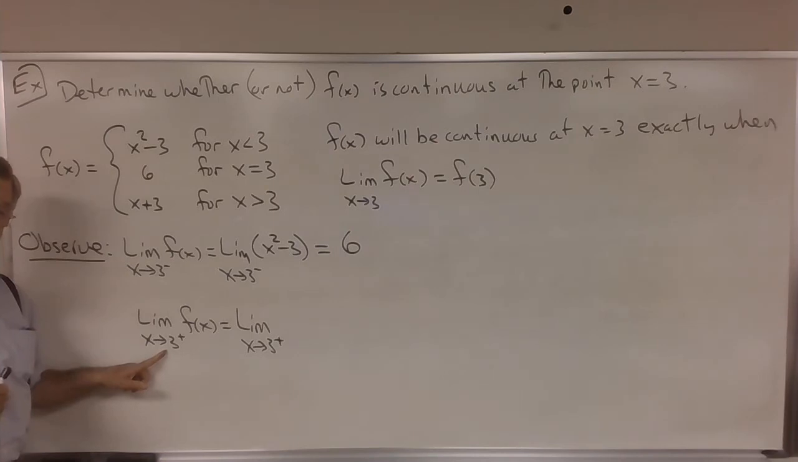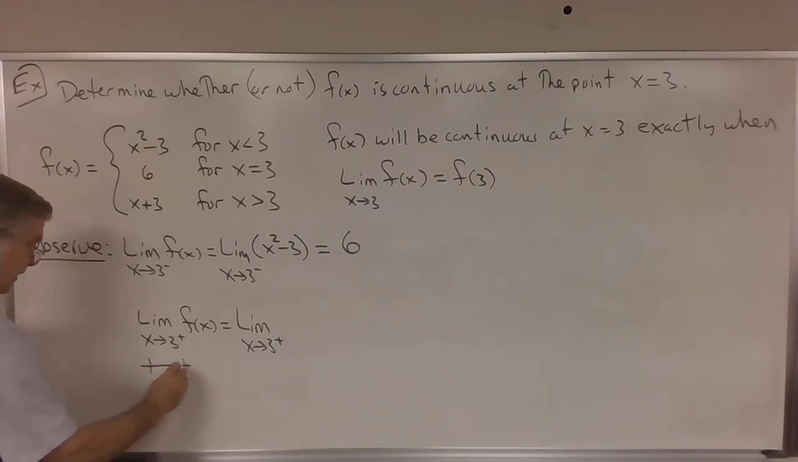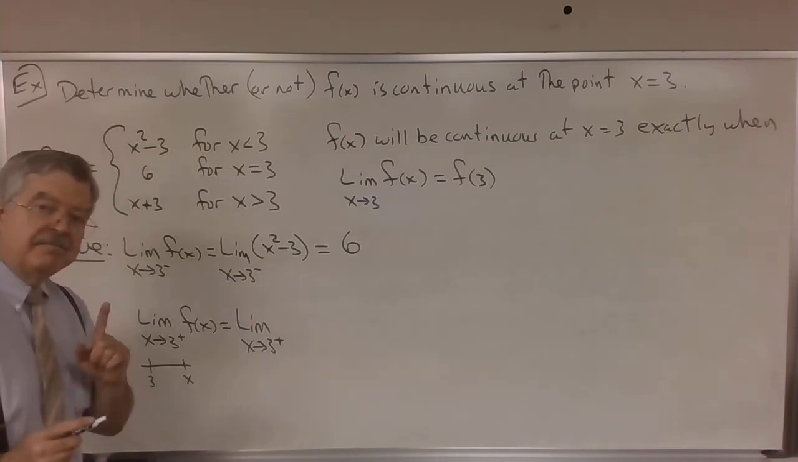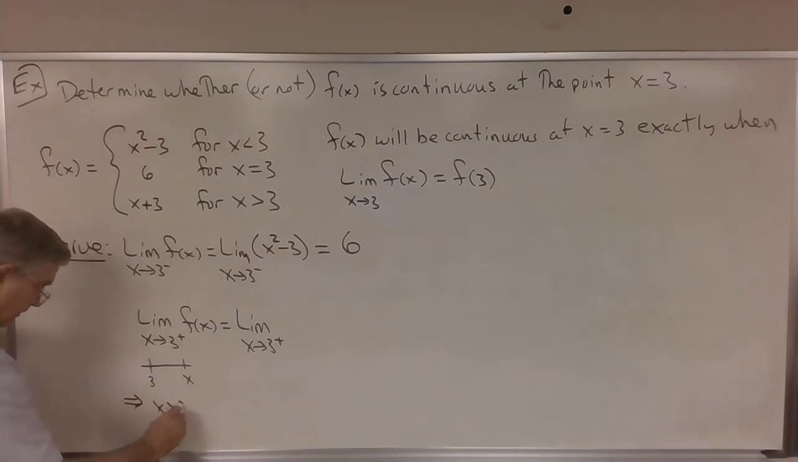If x approaches 3 from the right, then that means that x is to the right of 3 on the number line. So if x is to the right of 3 on the number line, is x bigger than 3 or less than 3? X is bigger than 3, isn't it? So we write that down. X is greater than 3.